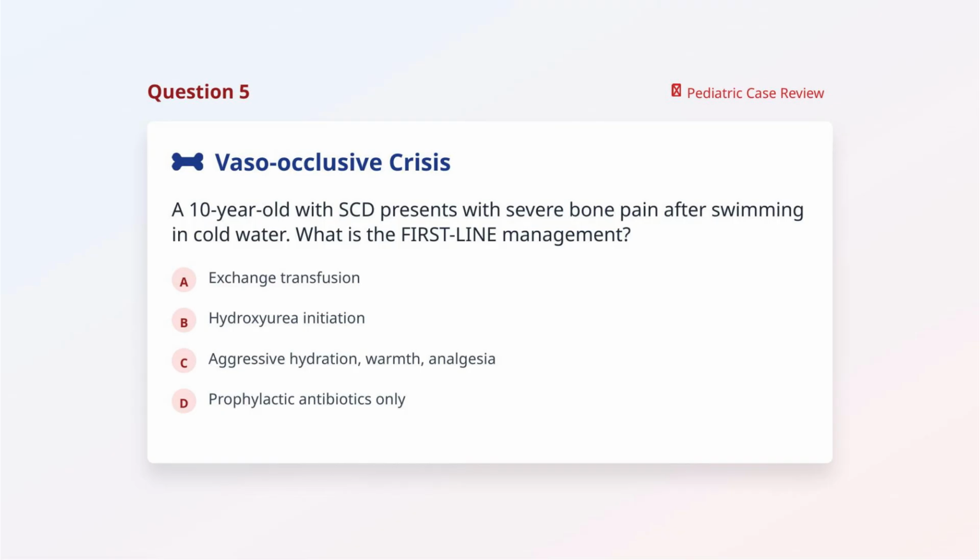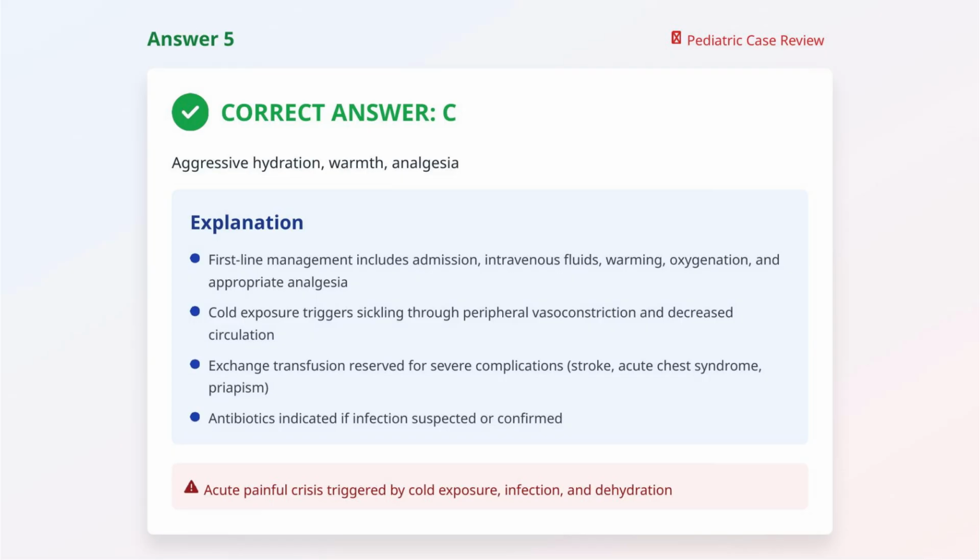Consider the typical triggers for vaso-occlusive crisis and the stepwise approach to managing acute painful episodes in sickle cell disease. The correct answer is C. Aggressive hydration, warmth, and analgesia constitute the first-line management for this vaso-occlusive crisis. Initial management includes hospital admission, intravenous fluids to maintain hydration, warming the patient to reverse cold-induced vasoconstriction, oxygenation if hypoxemic, and appropriate analgesia. Cold exposure triggers sickling through peripheral vasoconstriction and decreased circulation.